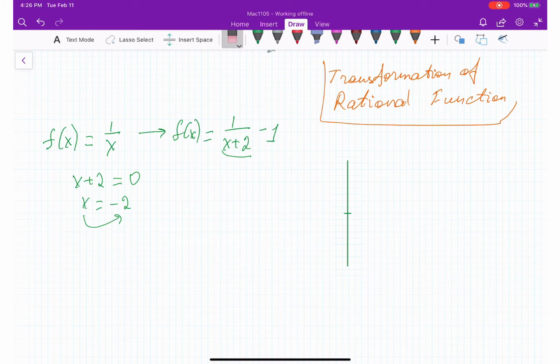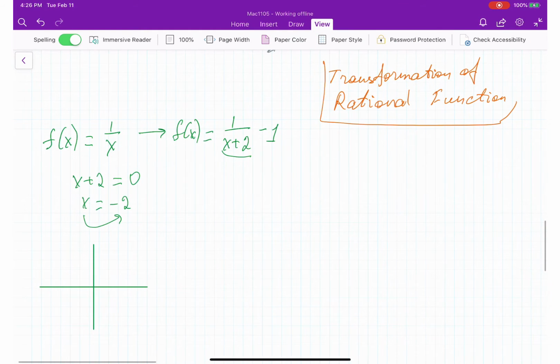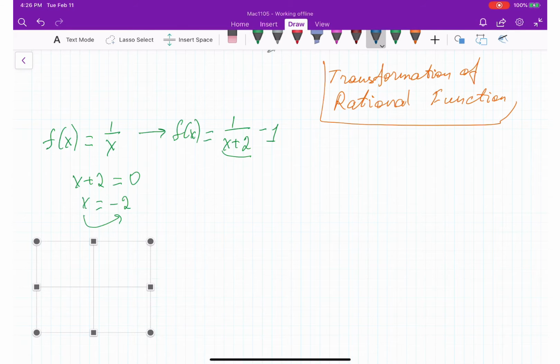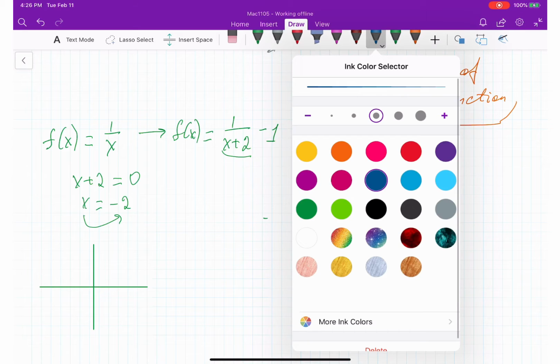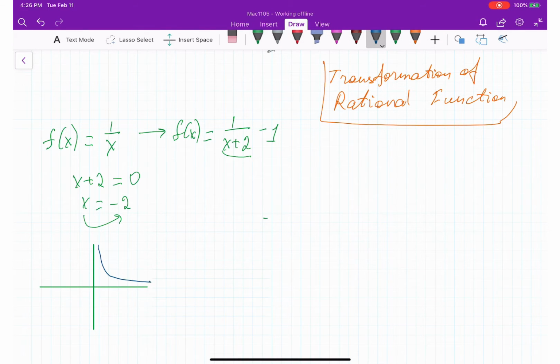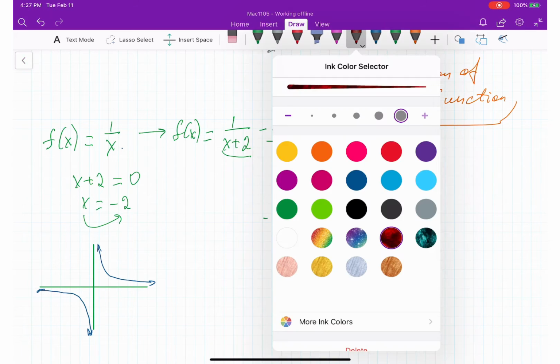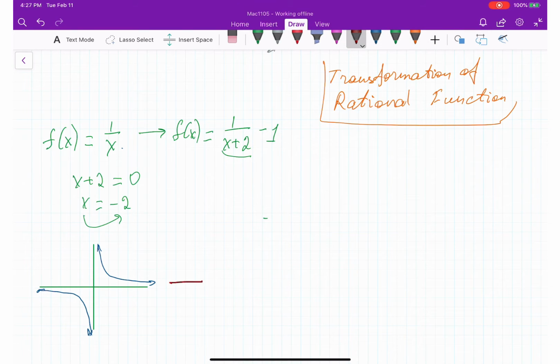Actually, let me start from here. It would be better. So first of all, let me graph 1 over x. Yes, this is how the graph of 1 over x looks, and x cannot be equal to 0 in the denominator, so our vertical asymptote is going to be x is equal to 0, right? Next, this is 1 over x.